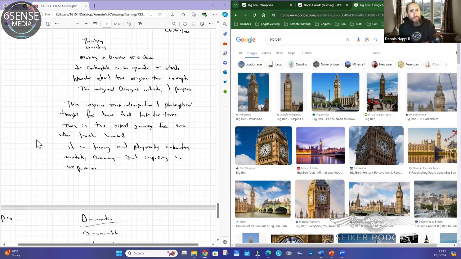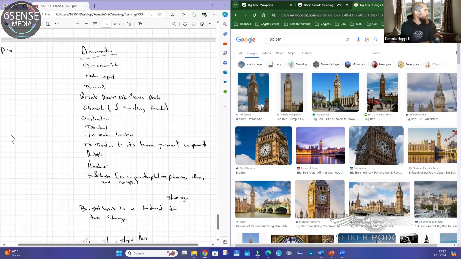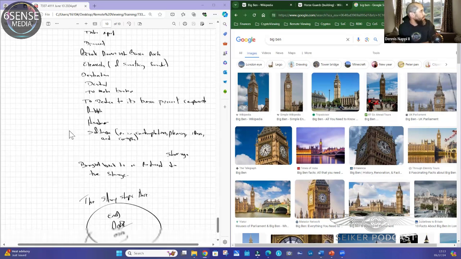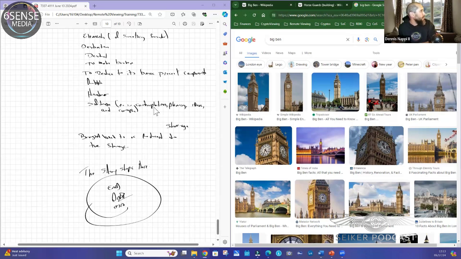It has nothing to do with Big Ben. And there's no way I can say there was a person there thinking that. But I'm going to come back to that. I look at dismantle. This was my AOL for destruction here. To take apart, to dissect, to break down into basic parts, elements of something greater, destruction, destroy, to make broken, to reduce to its basic pieces and components, rubble, hardware, software, as in contemplation, planning, ideas, and concepts, or storage, brought back to or reduced to the Stone Age.